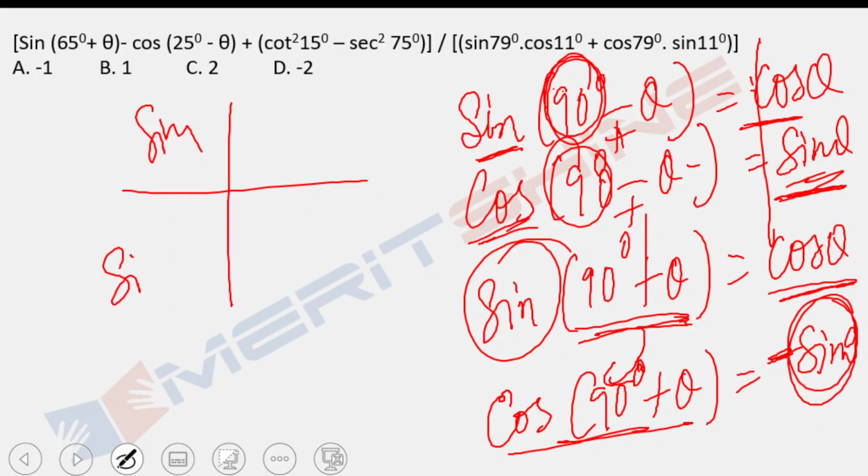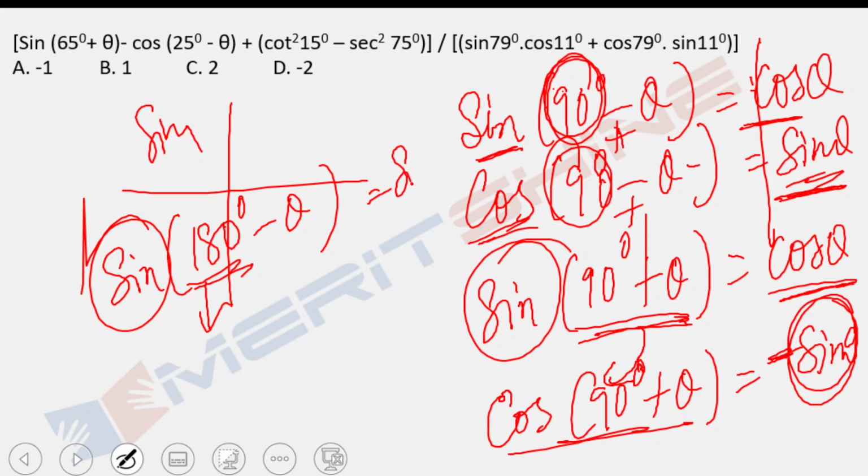What happens if there is sine 180 degree minus theta? First of all, if it is an even multiple of 90, that is 2 into 90, 4 into 90, stuff like that, then the function does not change. The function remains the same. It will be sin theta. The sign, positive or negative, depends upon in which quadrant it is. 180 minus theta is in this quadrant, the sine quadrant, therefore a positive value.